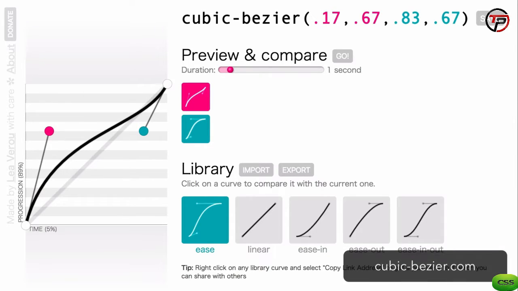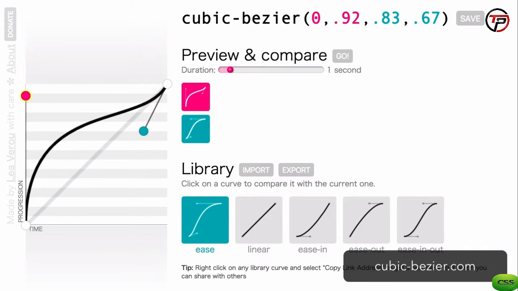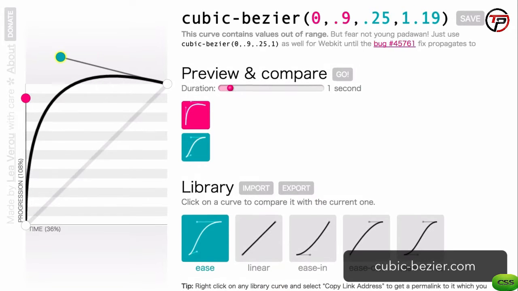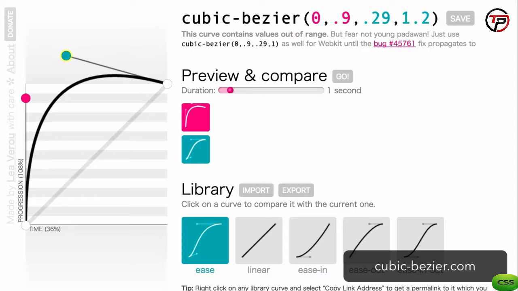Over on cubicbezier.com, we'll create a curve that starts fast but then shoots right past the top and settles back to the finishing point. Place the first point on the left axis near the top to give it that fast start, then the second point above the top line. The resulting curve should be a long, steep arc that tapers back at the end.